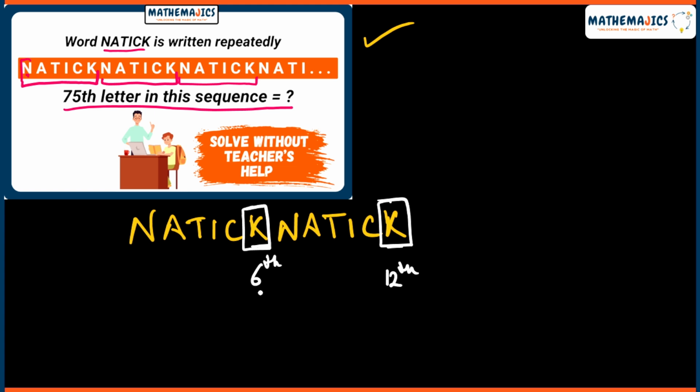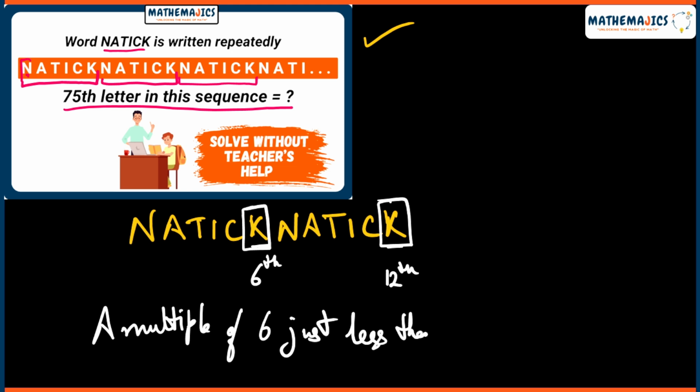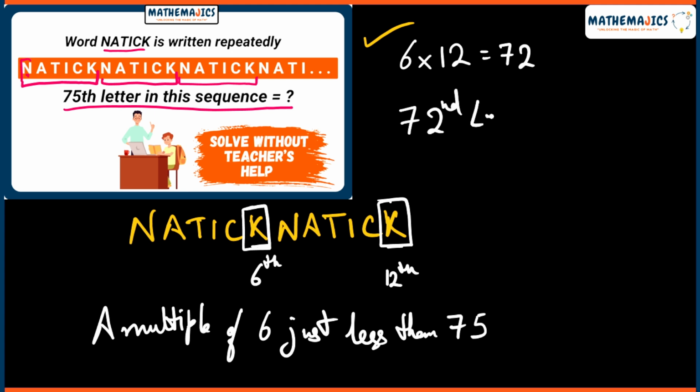Now we can find a multiple of 6 just less than 75. I will tell you why we are doing so. We have 6 times 12 as 72, correct? So that means the 72nd letter in this sequence will be K, because every sixth letter is K. So 6 times 12, a multiple of 6, 72 will be letter K, correct?